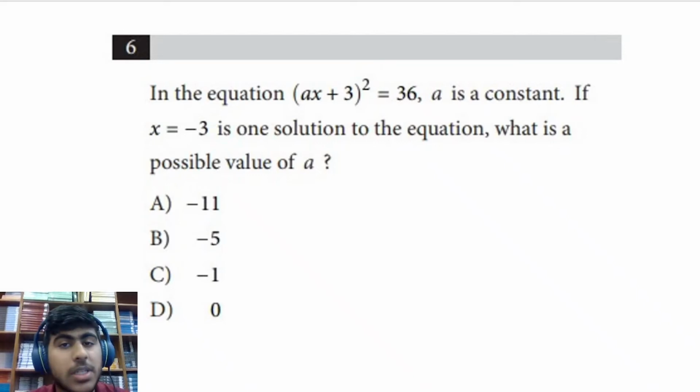Hello and welcome. Today we're going to be reviewing questions 6 to 10 on the SAT No Calculator Math section of practice test number 7.